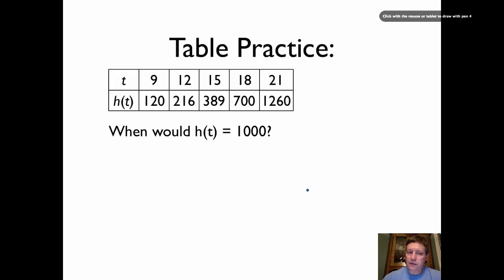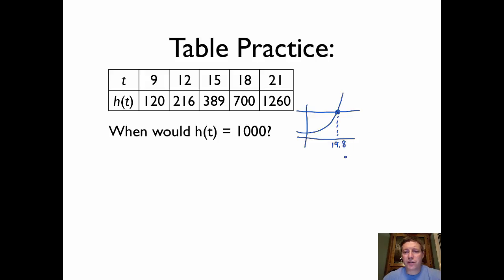So our final answer, when would h of t equal 1,000? We graphed this, something like this. We had an exponential function, then we graphed y equals 1,000, and we found out that this point right here happens to be at about 19.8. And whatever the time is, it would be seconds or years or something like that. We don't really have a story, we're just doing the mechanics here.